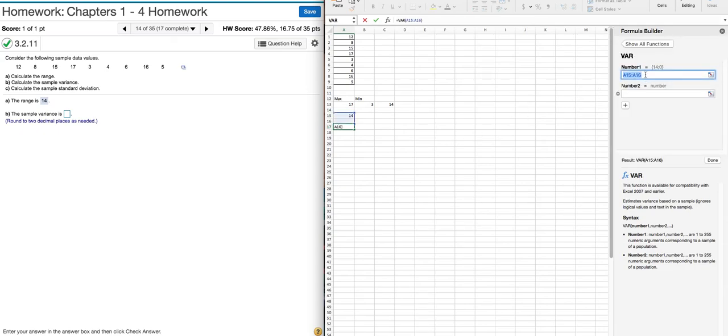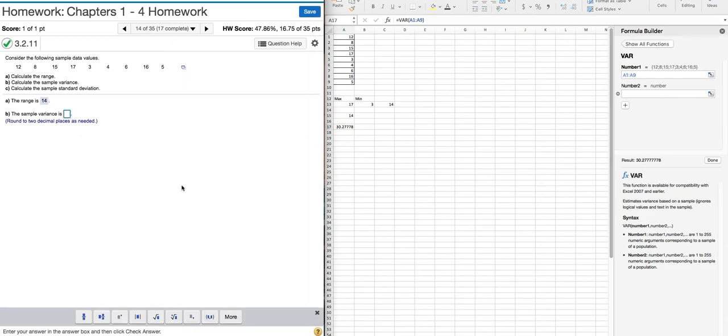And it always tries to pre-fill some cells for us, which in this case is incorrect. So we can put the correct range of cells that we're operating with. And click done. And so there's our variance. So in this case, it's 30.28.